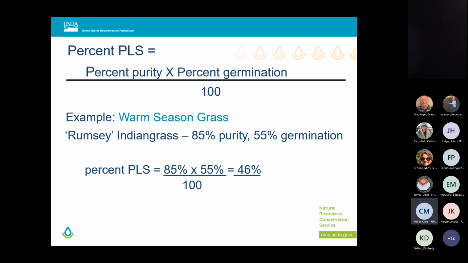So we go through this calculation of PLS, and if you multiply 85% purity by 55% germination, divide by 100, that's 46%. Okay, so that's much lower than the cool season grass example I just gave you. Next.